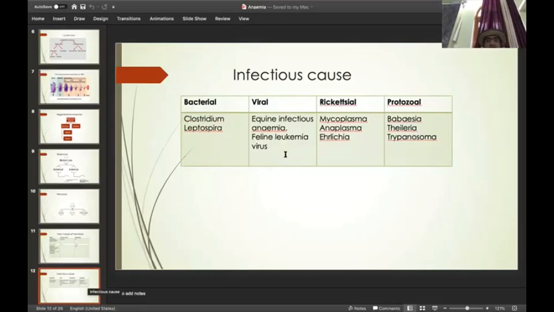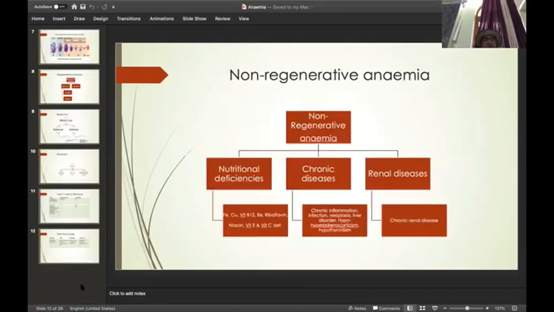Now coming to the immunological reactions, some of the infectious agents, for example Clostridium and Leptospira. In case of viral: equine infectious anemia and feline leukemia virus. In case of rickettsia: Mycoplasma, Anaplasma, and Ehrlichia. And in case of protozoa: Babesia, Theileria, and Trypanosomes are related to creating hemolysis in the blood.